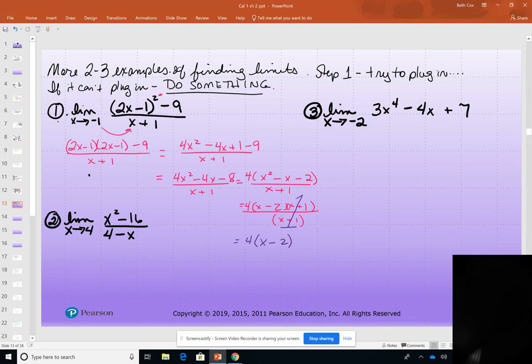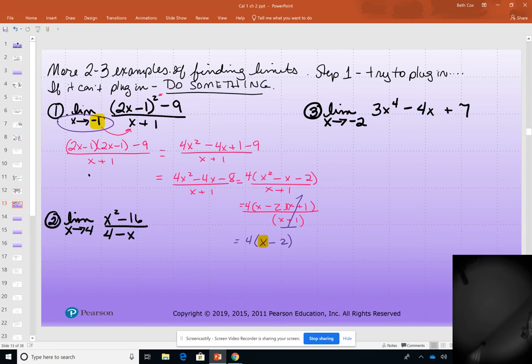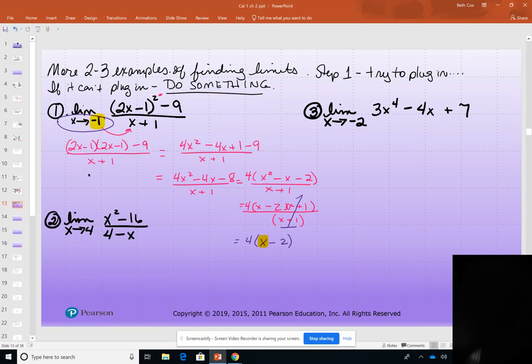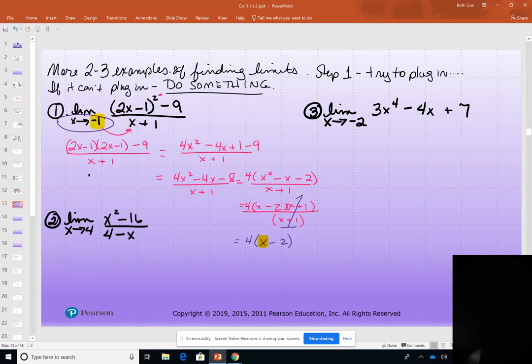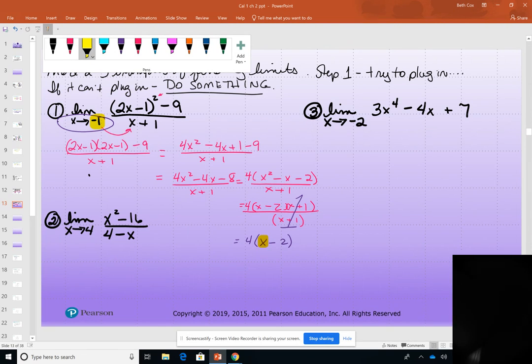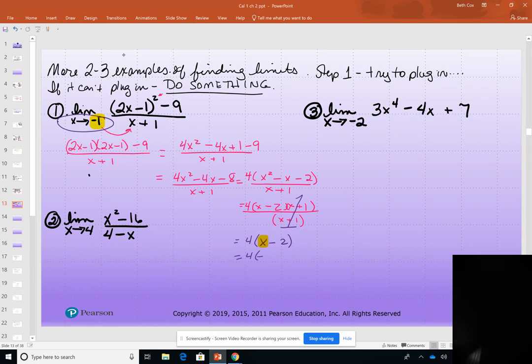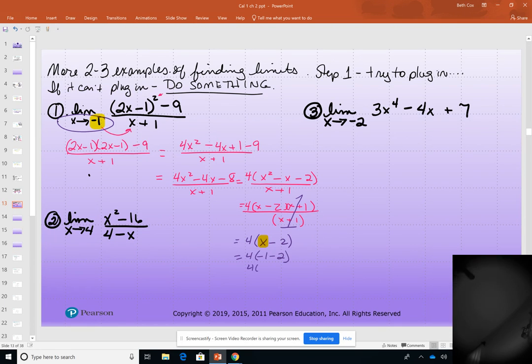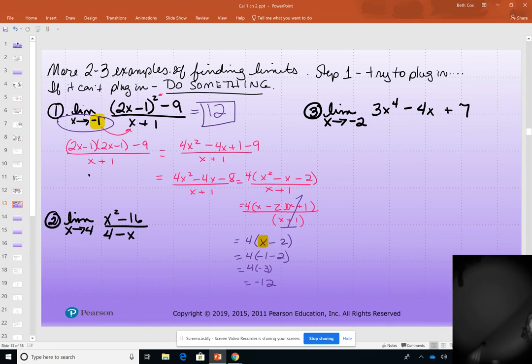Well, I can plug negative 1 in now. I couldn't do it before, but now I can. And so when I plug it in, I'm going to get negative 3 times 4, which is negative 12. So my official answer is going to be negative 12. So this will be 4 times (negative 1 minus 2). So that's 4 times negative 3, which is negative 12. So my limit of this function is going to be negative 12.